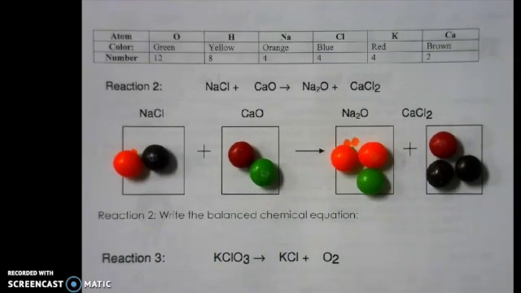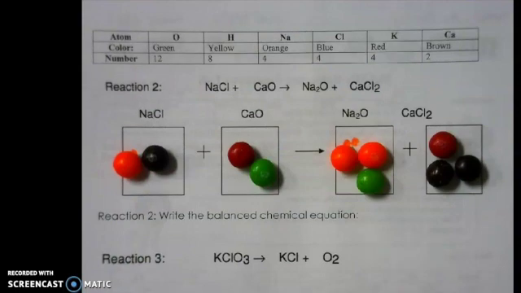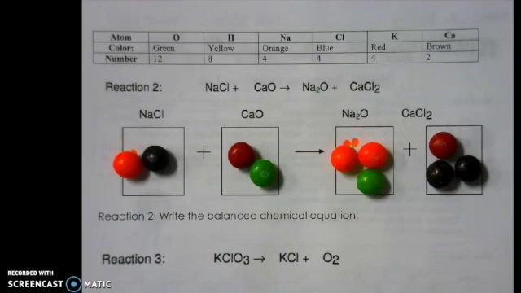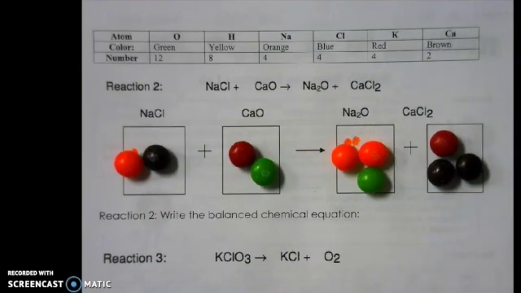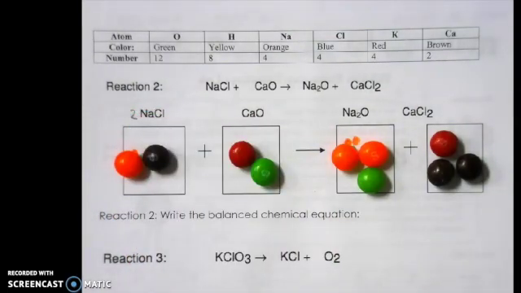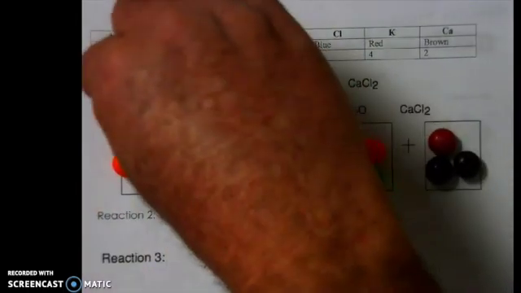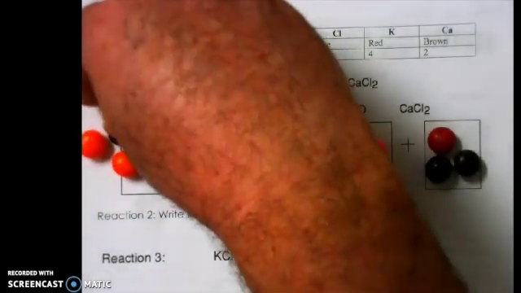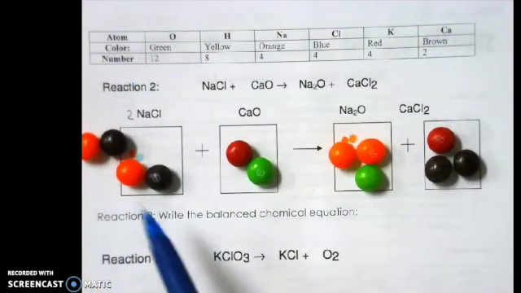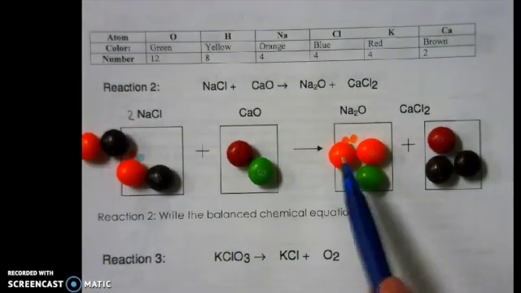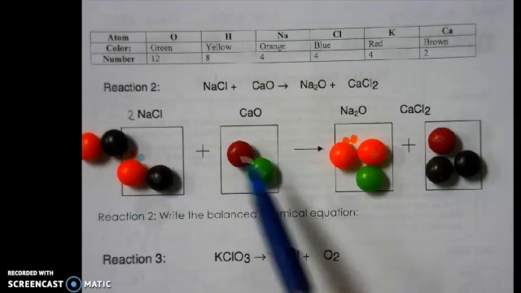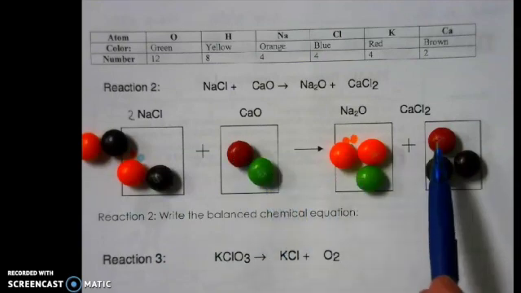So what we're going to do is, if we need to get 2 chlorines, the way to get 2 chlorines would be to add a 2 in front of this. Coefficient of 2. Now we'll have 2 chlorines, but we will also have another sodium. So we have to add an entire NaCl molecule, but that actually serves our purposes perfectly, because now we have 2 sodiums, 2 sodiums, 2 chlorines, 2 chlorines, 1 calcium and 1 oxygen, 1 calcium and 1 oxygen.